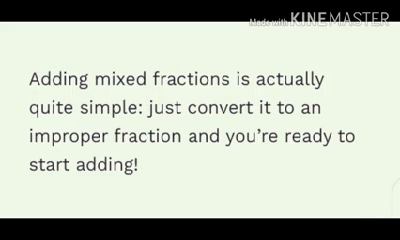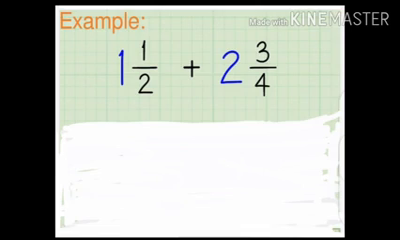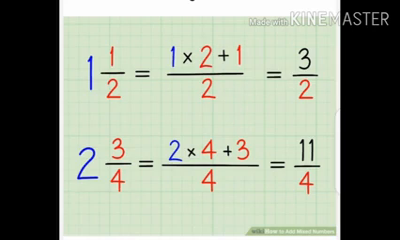Adding mixed fractions is actually quite simple. Just convert them to improper fractions and you are ready to start adding. Let's see an example: 1 whole 1 by 2 plus 2 whole 3 by 4. First of all, convert them into improper fractions. In the first mixed number 1 whole 1 by 2, we multiply the denominator 2 with the whole number 1, 2 ones are 2, and add 1 to it and we get 3 by 2.